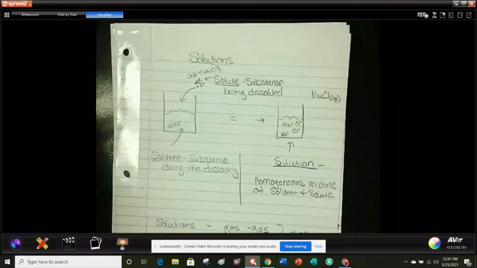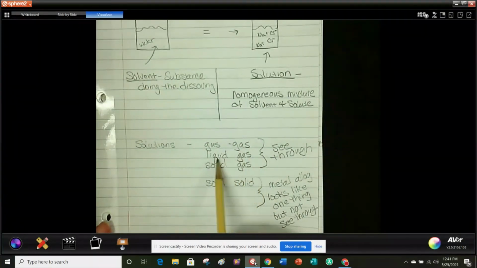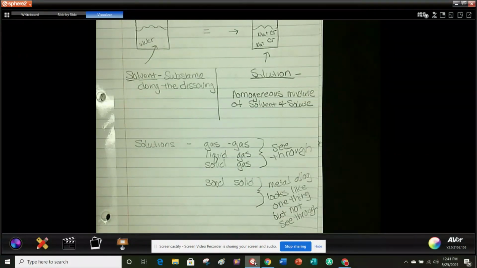And solutions are homogeneous mixtures of solvent and solute. And remember, I talked about if it's a liquid or a gas, you know it's homogeneous if you can see through it. So some of our solutions are gas in liquid, gas in gas, solid in gas, when that dissolves in there, and you can see through it. There is one type of solution, a metal alloy, and that's a solid and a solid. Of course, you can't see through solids, but it does look like one thing. So stainless steel looks like all one thing, and that's why a solid is still called a homogeneous mixture, but you can't see through that.